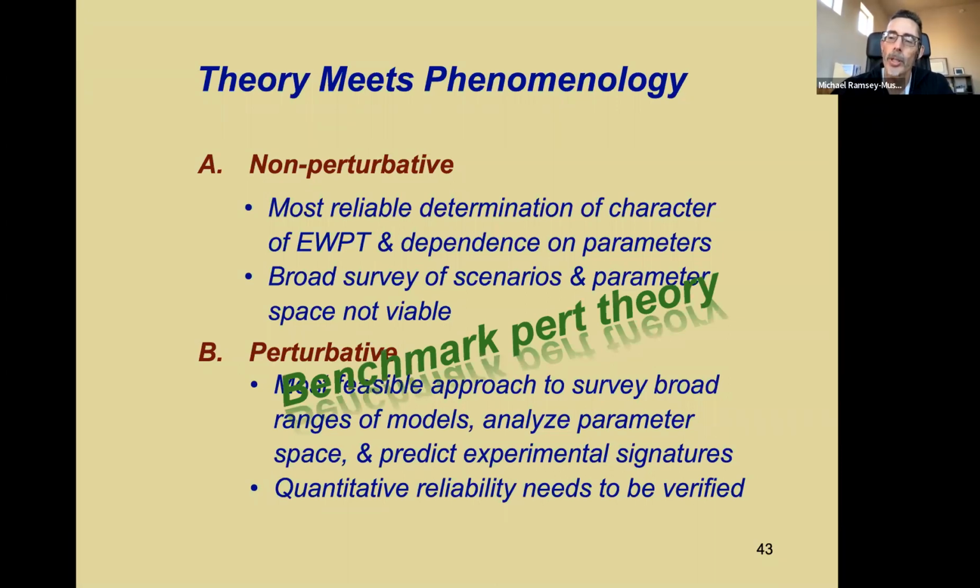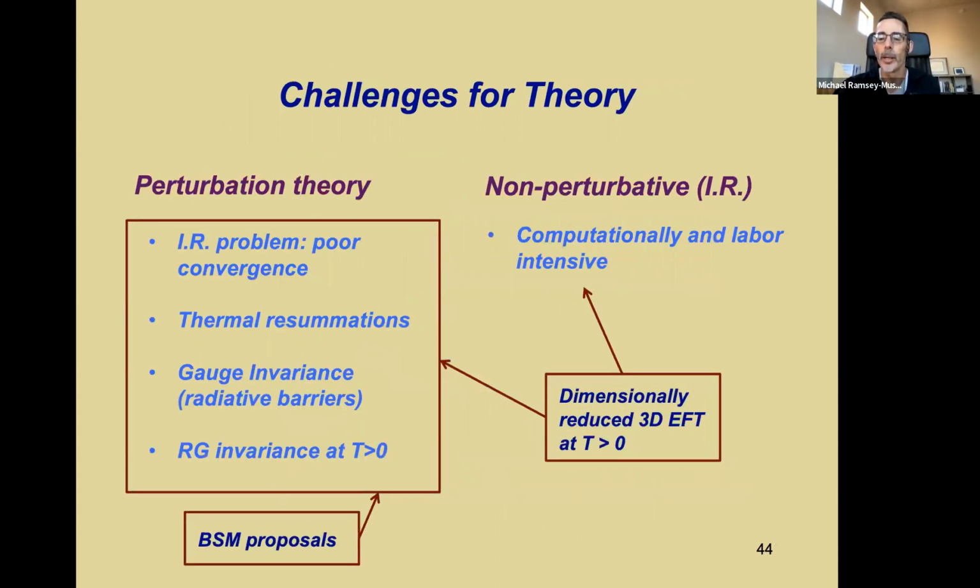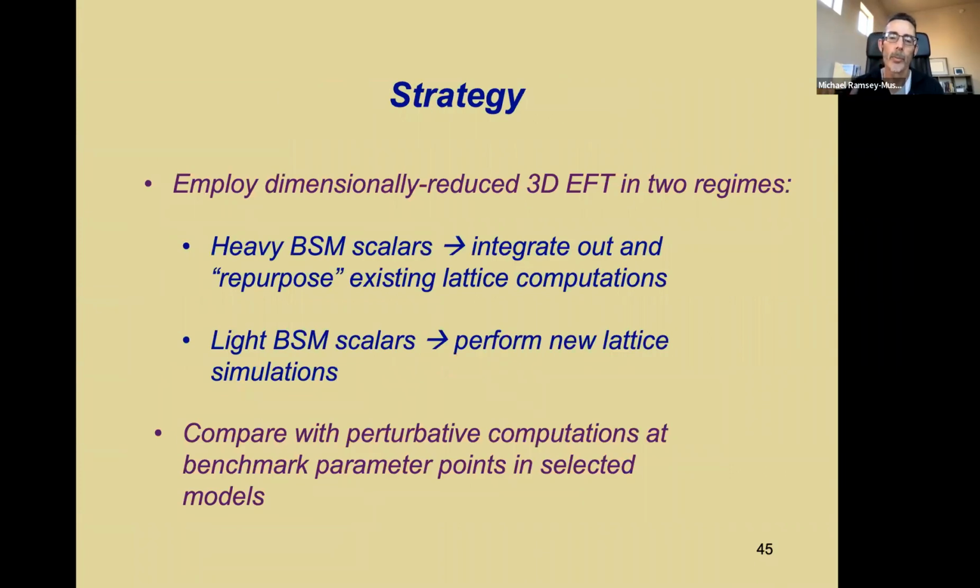So the way forward that we've been taking is to do what's called benchmarking perturbation theory, which is to use non-perturbative calculations in different scenarios to check how the perturbation theory is doing and see if there are certain things we can still use perturbation theory for, but anchor it to what the lattice tells us. And a key ingredient in that program to connect the perturbative and the non-perturbative side is to use effective field theory, and in particular, what's called dimensionally reduced three-dimensional effective field theory at non-zero temperature. So the strategy is really the following. We're going to employ this effective field theory in two regimes. In one regime, we're going to consider the new physics to be sufficiently heavy that you can integrate it out in the first step of constructing the effective field theory and reuse or repurpose existing lattice calculations.